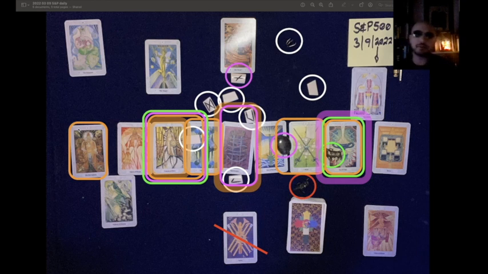All right, guys, that's March 9th, 2022 for the S&P 500.